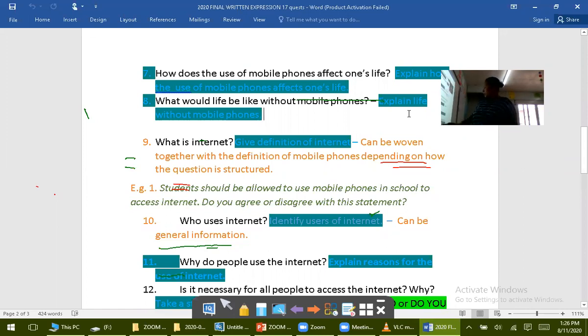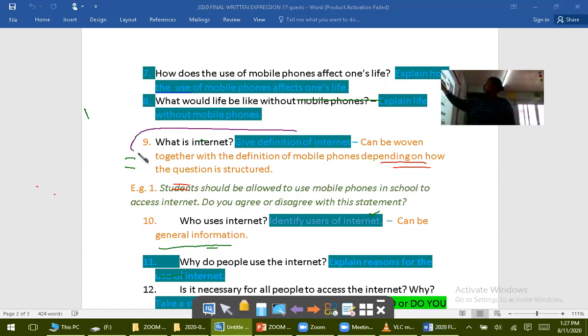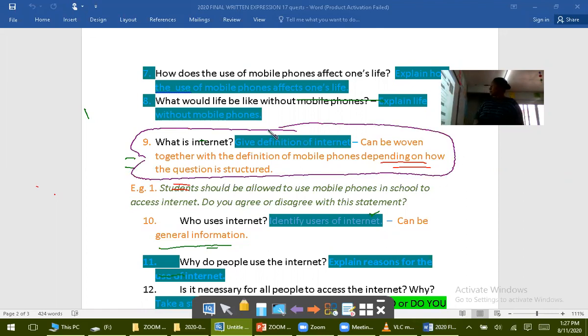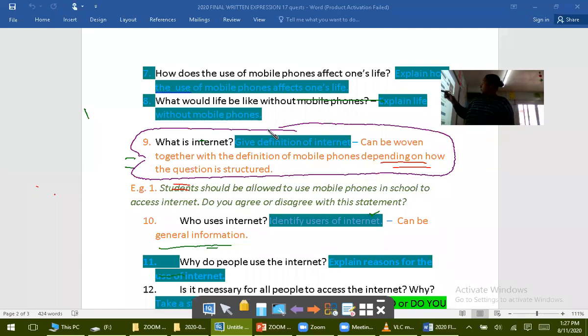Number 9, what is internet? And internet, where do you think this kind of question would be? Where would it fit in the structure of the essay? I said Introduction. It can be woven together with the definition of mobile phones depending on how the question is structured. So if they put it together with mobile phones, what did I do here?